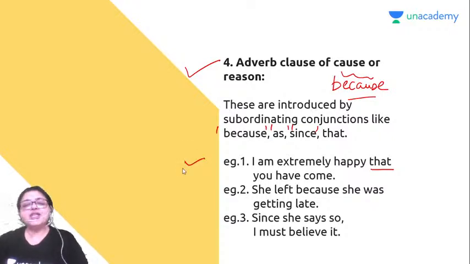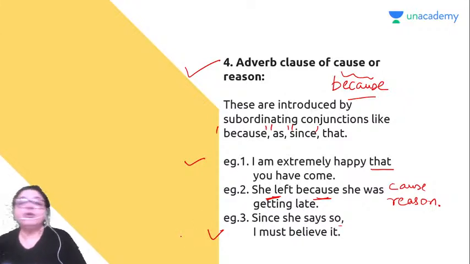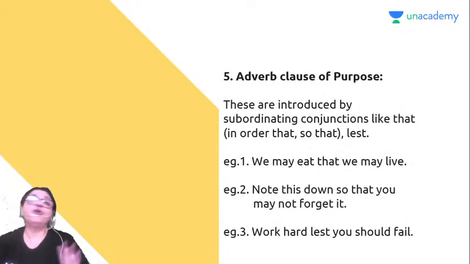Okay. She left because she was getting late. What was the reason? She left because. So that is a cause, or you may call it a reason. She left because she was getting late. Since she says so, I must believe it. Yes, because she is saying it, I am going to believe her. Since she says so, I may believe it. So that is our adverb clause for cause or reason. Isn't it very simple? Okay, now adverb clause for purpose.